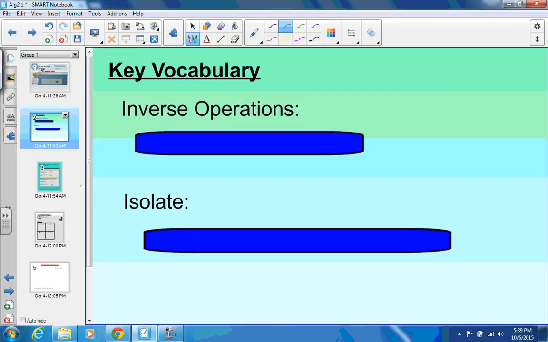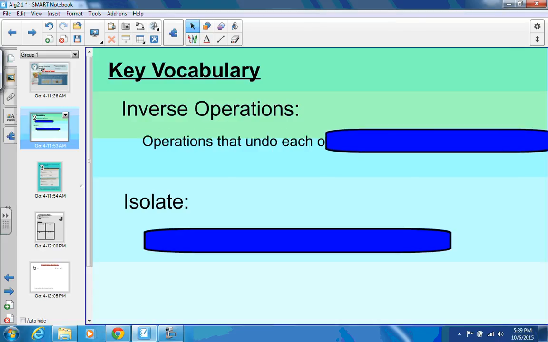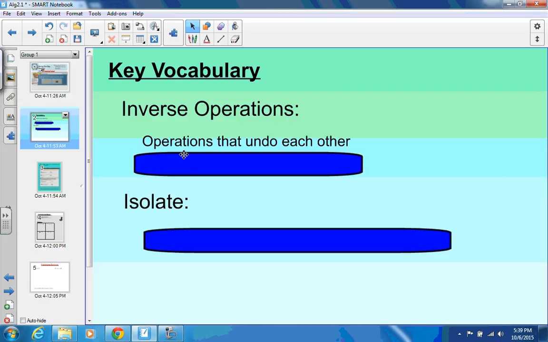Here's a little vocab for you first. So the two words for this chapter that we're going to start off with here. The first one is called inverse operations. So maybe you remember, inverse operations are operations that undo each other. So, for instance, and I'll make a little chart here. So those are operations that undo each other.